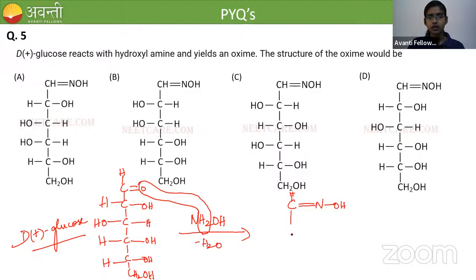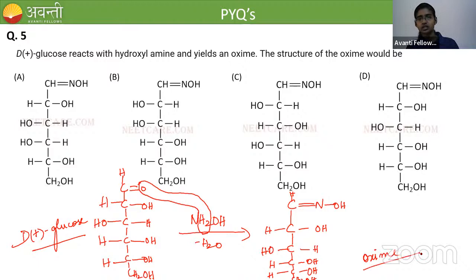What is the remaining compound? We have 6 carbons, right? Everywhere it remains the same. In all the positions you will have the same: OH, H, and here OH and H, here OH and H, H and OH, and here CH2OH. Got it? So this compound is called an oxime.